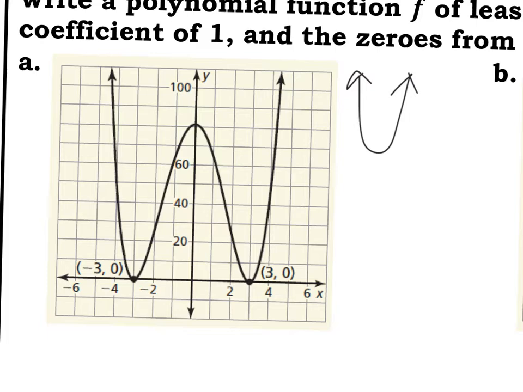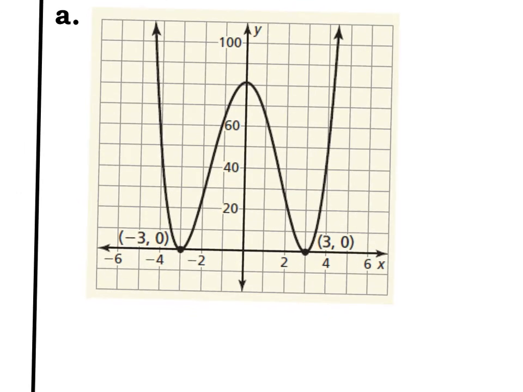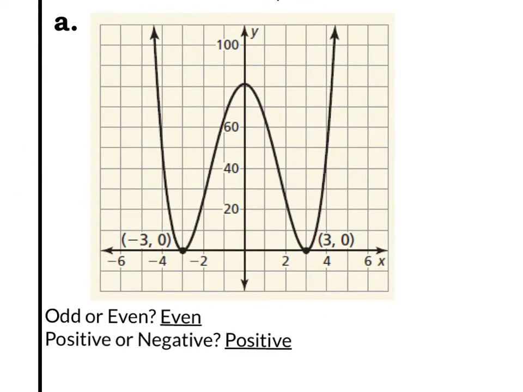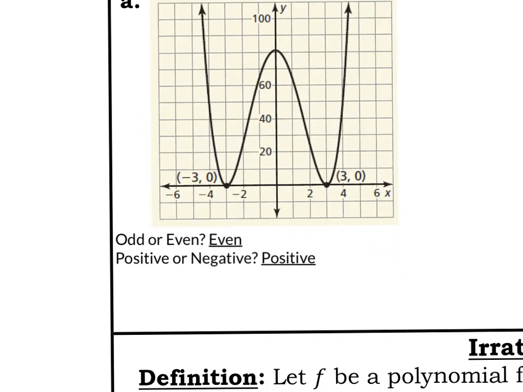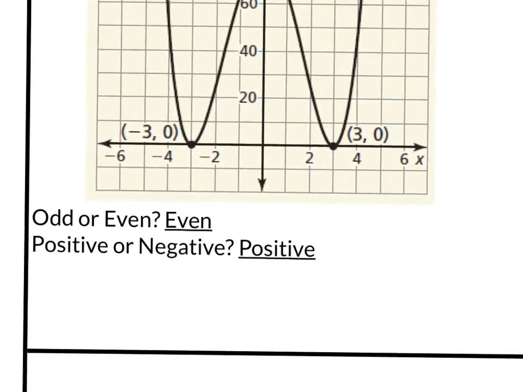The next thing I want to determine is this a positive graph or a negative graph? I see both ends are going up, so that tells me it's positive. If they were going down, that tells me it's negative, okay? So let me just erase this so it doesn't confuse you, but let me make note of that down here. Okay, so knowing that it's even and positive, that's going to help me write my equation.